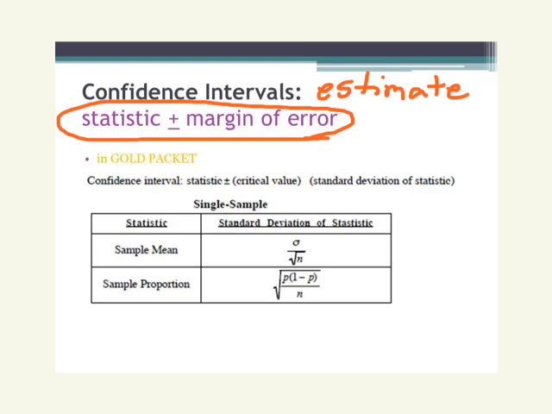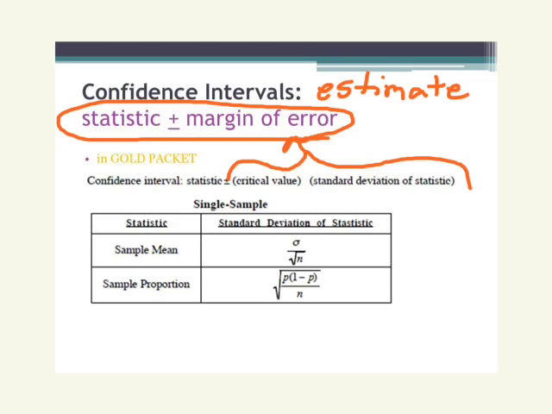Now, in your gold packet, the concept of a margin of error gets broken down even a little bit further. All right, and again, this formula is in your gold packet. And we're going to talk about these concepts here today. So critical value, let's hold off on that one here for just a moment. But let's start out with the standard deviation of this statistic. All right, again, this is all in your gold packet. So the standard deviation of the statistic, well, that's just the standard deviation of the sampling distribution.